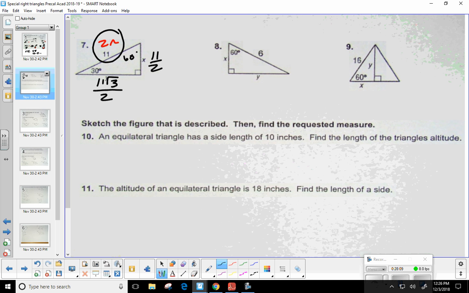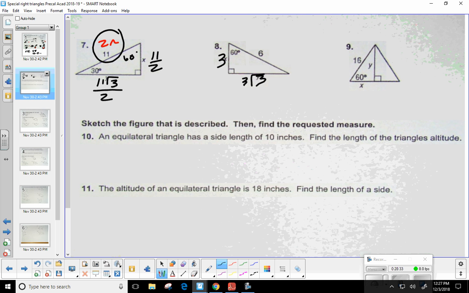I'll tell you what, you give me the answer to this one, I'll let you go. You did both of them? Sweet. What are you saying for number 8? What's x? 3. And what's y? 3 square roots of 3. Is she right? That is perfect. Yes, ma'am, you can go. And we'll get to number 9 in just a second.